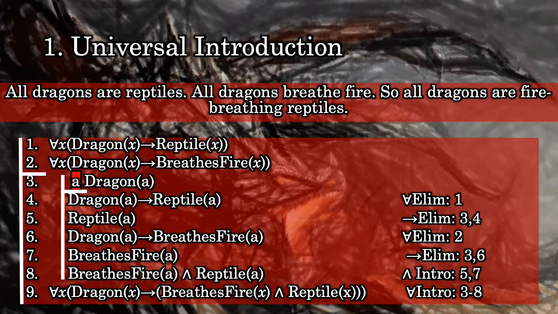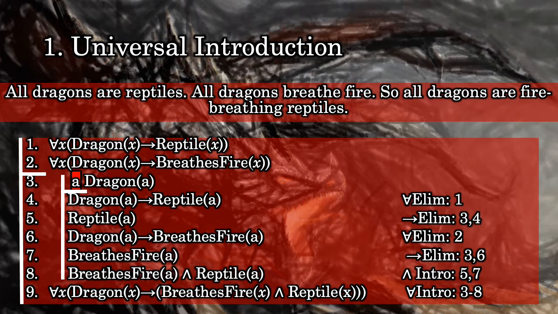So let's talk through it as we would in English. We're given that all dragons are reptiles and all dragons breathe fire, and we want to prove that all dragons are therefore fire-breathing reptiles. So take any arbitrary dragon, call it A. Now since we know that all dragons are reptiles, we know that if A is a dragon, then A is a reptile, and we know that A is a dragon, so A is a reptile.